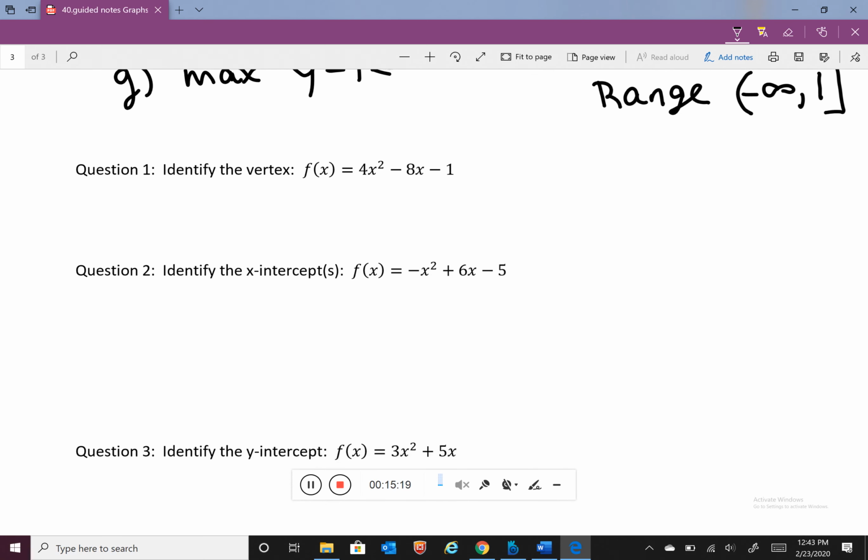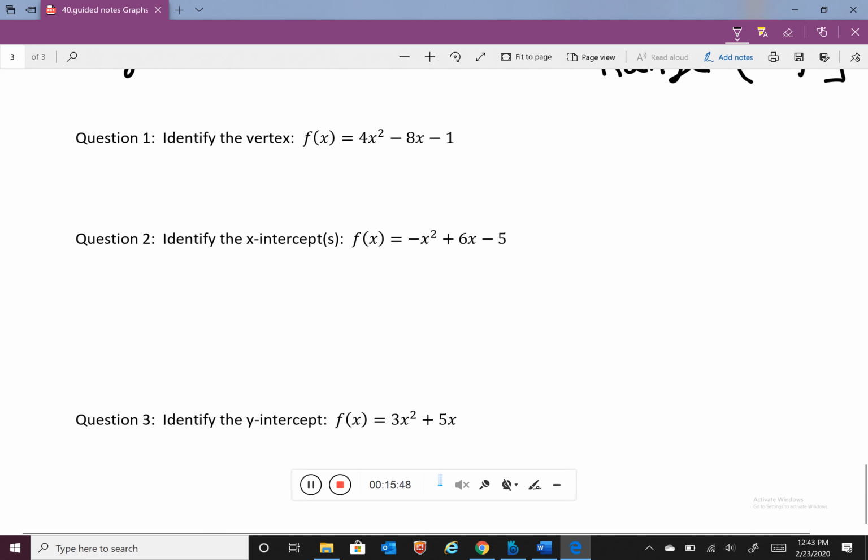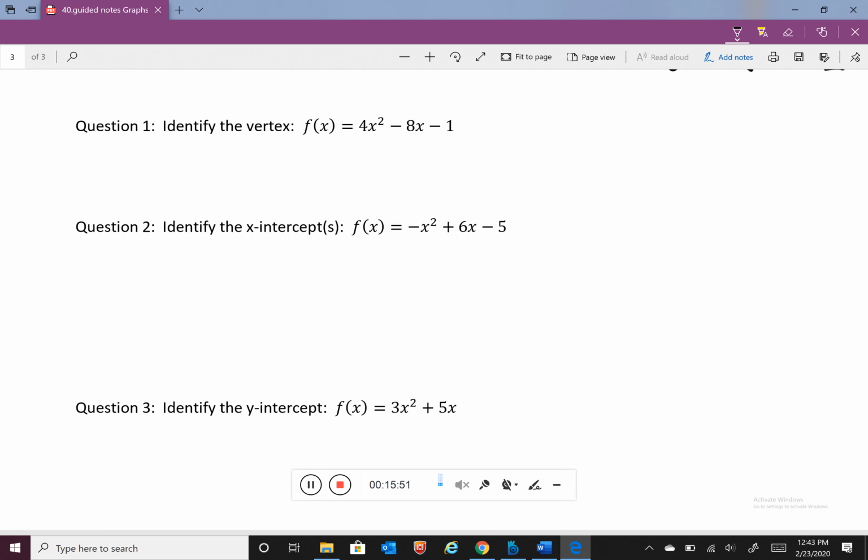Your first question for this set, identify the vertex for f of x equals 4 times x squared minus 8x minus 1. Identify the x-intercepts for f of x equals the negative of x squared plus 6x minus 5. And lastly, identify the y-intercept for f of x equals 3 times x squared plus 5x.